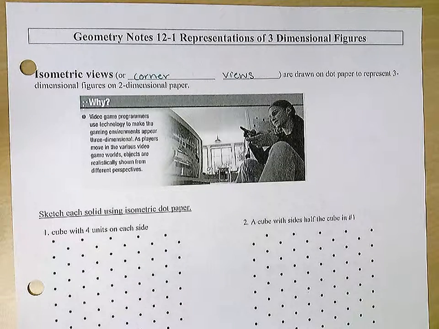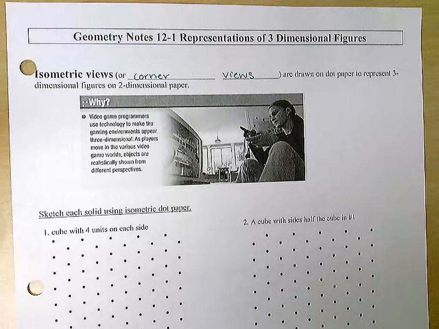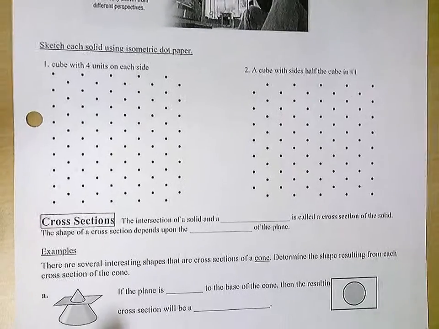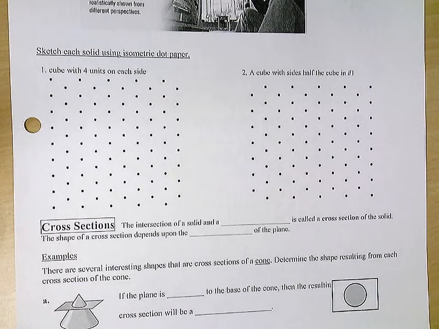Are drawn on dot paper to represent three-dimensional figures on two-dimensional paper. So why do we do this, or why do people do this? Okay, so video game programmers use technology to make the gaming environments appear three-dimensional. As players move in the various video game worlds, objects are realistically shown from different perspectives. So for your video games, they are actually two-dimensional. They're just drawn three-dimensional using this kind of dot paper on the screen. Okay, so we can use this dot paper to draw three-dimensional figures.